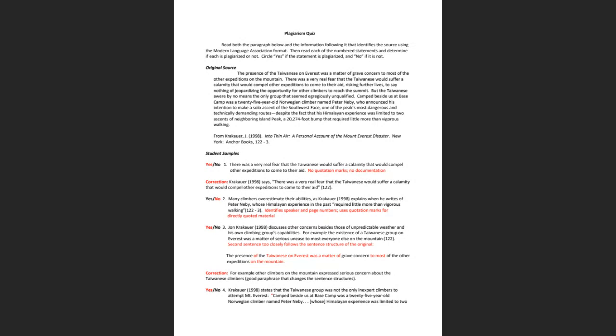The second one is not plagiarized. Notice that the student writer here just copied these 6 words. They're in the same order. She placed them in quotation marks, right?